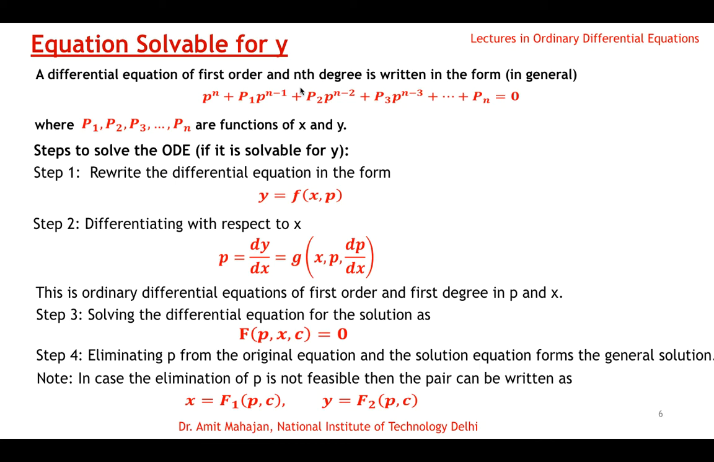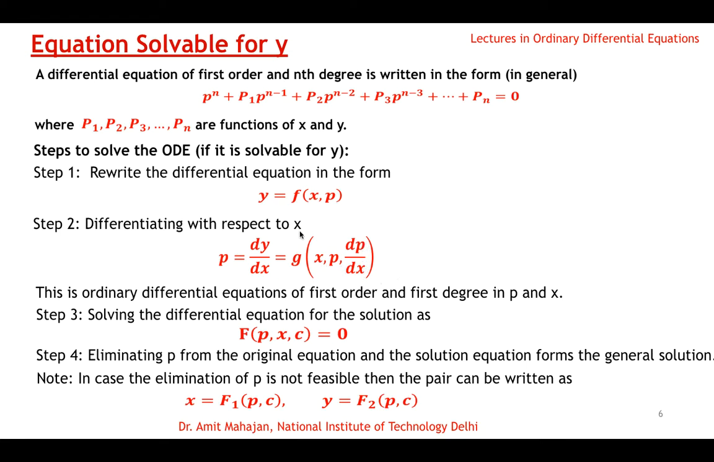So the steps are simple. If it is solvable for y, then the equation must be written in this form: y on one side and x and p on the other side. We differentiate it once with respect to x, so that the left hand side becomes p, and the right hand side becomes a function of x, p and dp by dx.